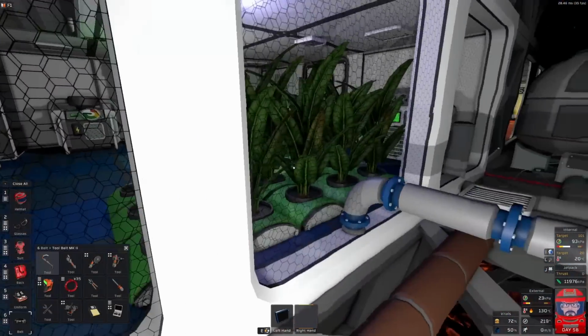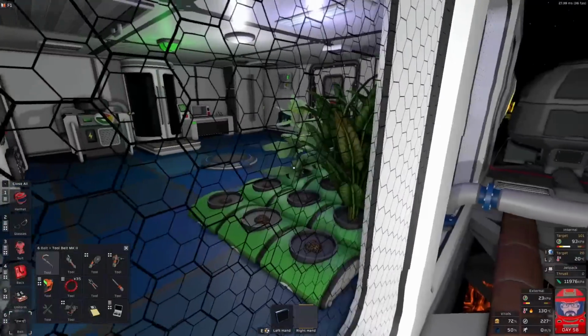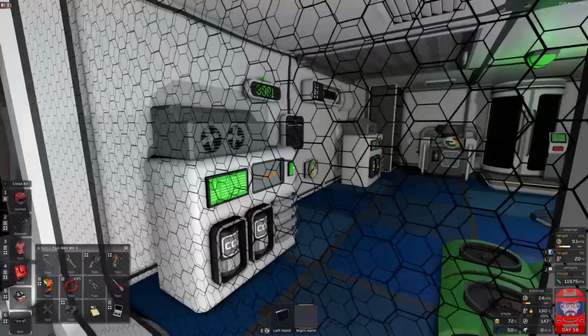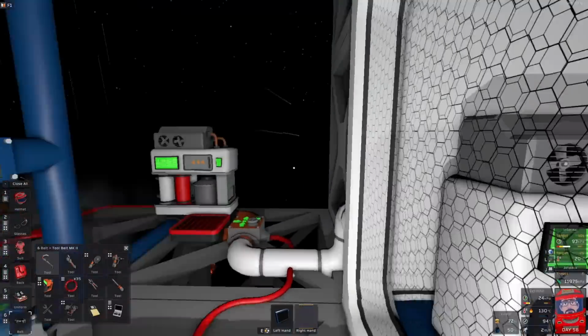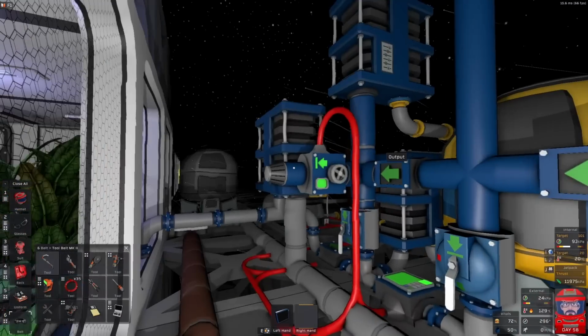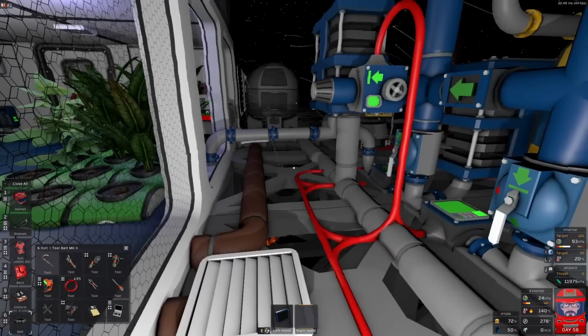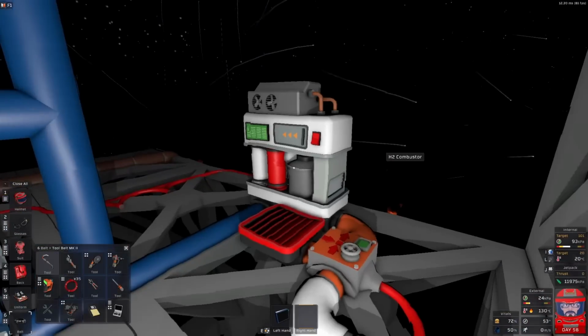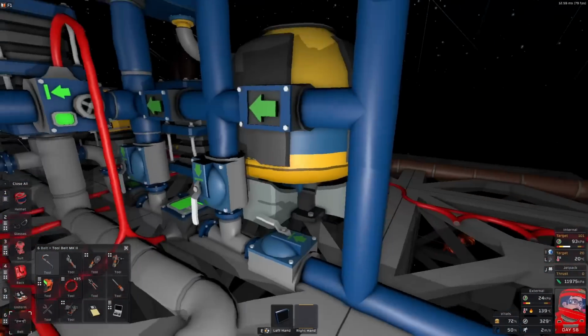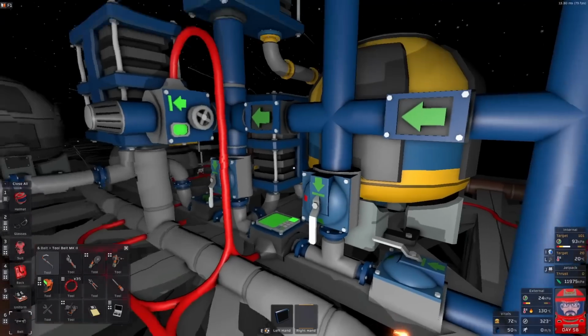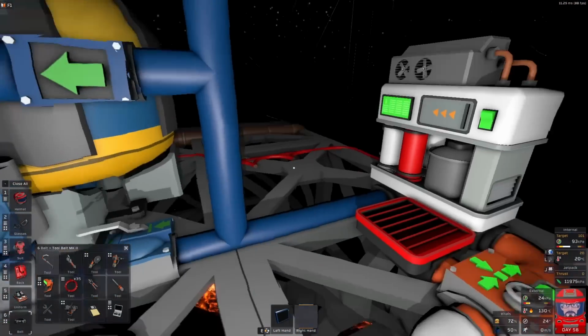So that is just operating off a few ferns and a couple of potatoes. That is producing all the oxygen I need to create the water and cool down the carbon dioxide and everything I need. So that's cooling, water, oxygen, everything's there in that absolute mess of valves and everything there.